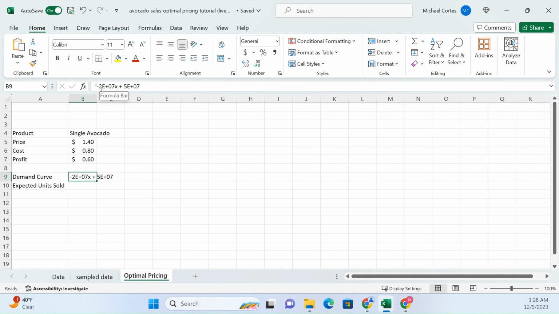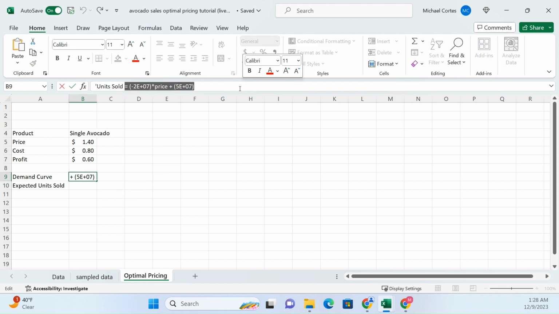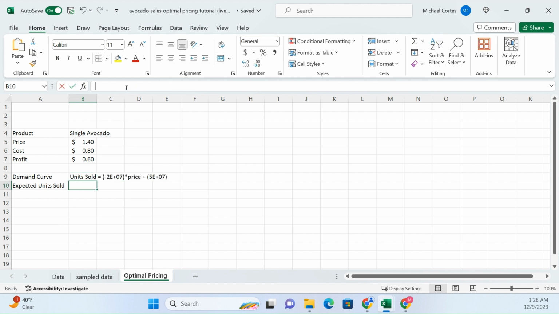So I could rewrite this a little bit. So just say, this is times price, and this is the intercept there. And then this is our units sold. So this is our demand curve here, right? So at this price point, how many units do we expect to sell? Well, we just plug into the formula here. So I'm going to grab this again, and treat it like a proper equation. So price is actually this $1.40.